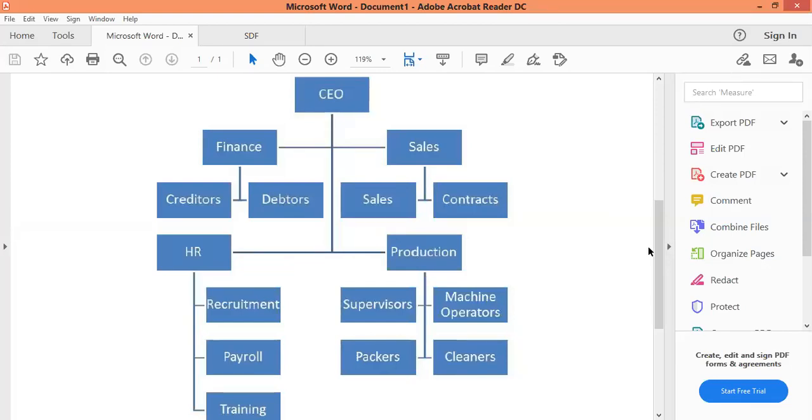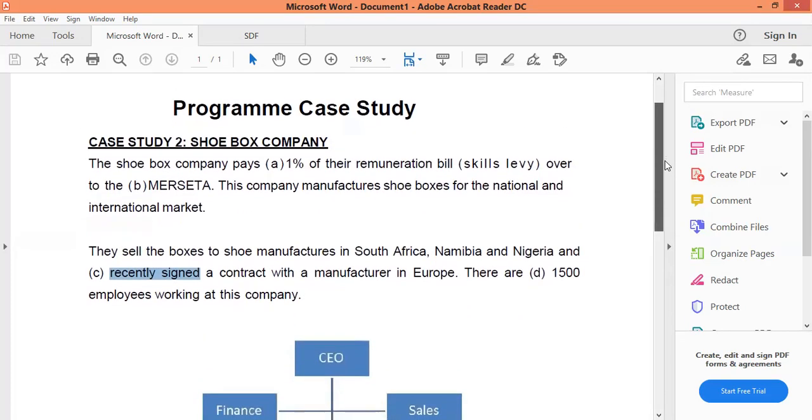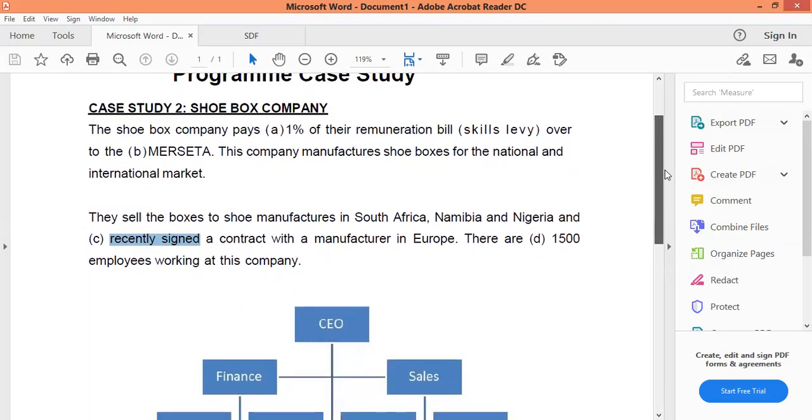Now we see they in a Dropbox folder also give us a bit of an overview of the Shoebox Company. We can see the Shoebox Company pays 1% of the skills levies over to the Merciator. So I know there's an opportunity to get 20% back from their mandatory grant. Awesome. For the Merciator, I will have to go and Google the Merciator and see what scarce skills, because the Merciator through the discretionary grant is only going to sponsor scarce skills. So I need to go and look for the opportunities there.